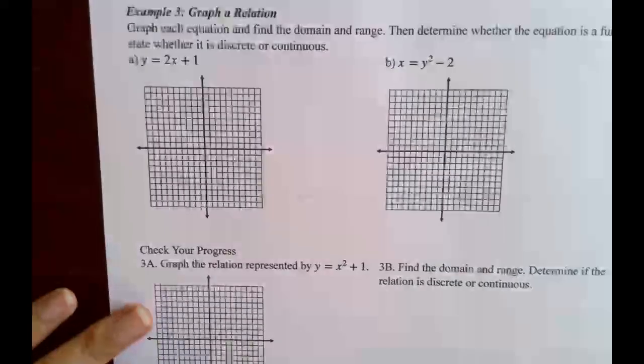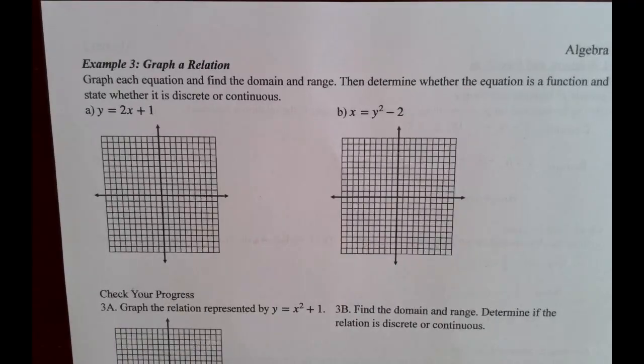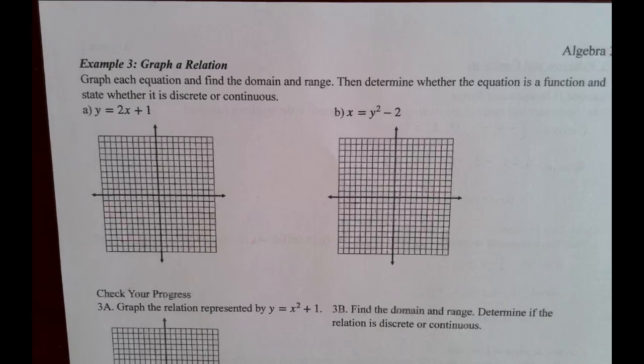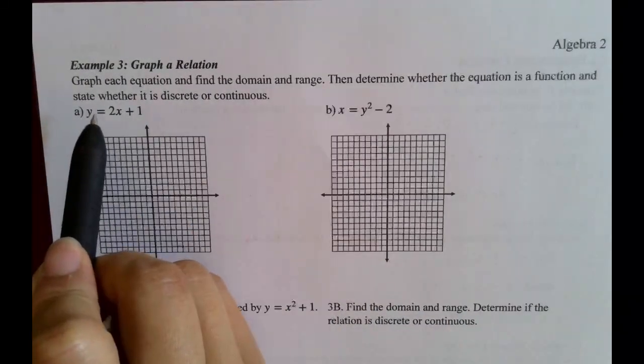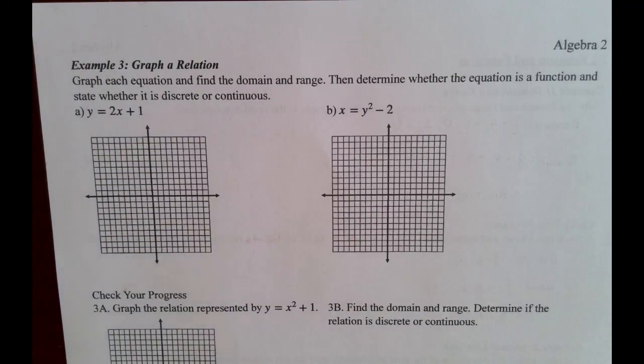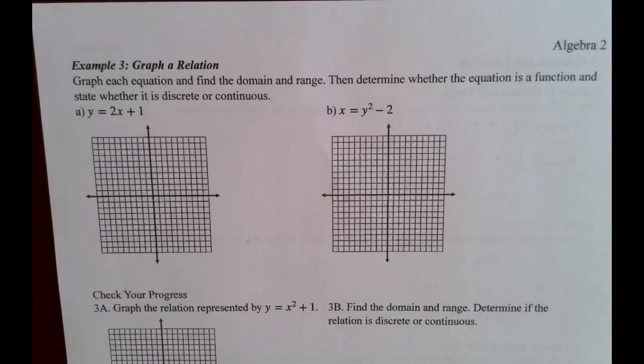So now let's move to example 3. We're going to graph each equation, find the domain and range, and then determine whether the equation is a function, and state whether it is discrete or continuous. Okay. So the first one here is y equals 2x plus 1. You should recognize it as a line. So we're just going to graph it like we graph lines.